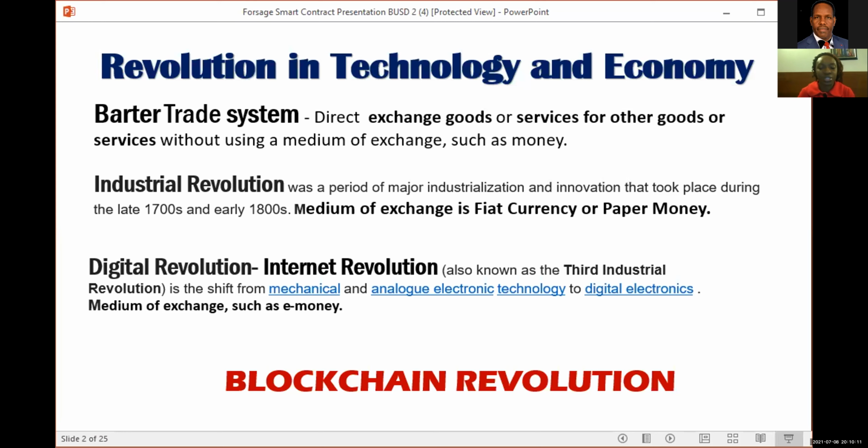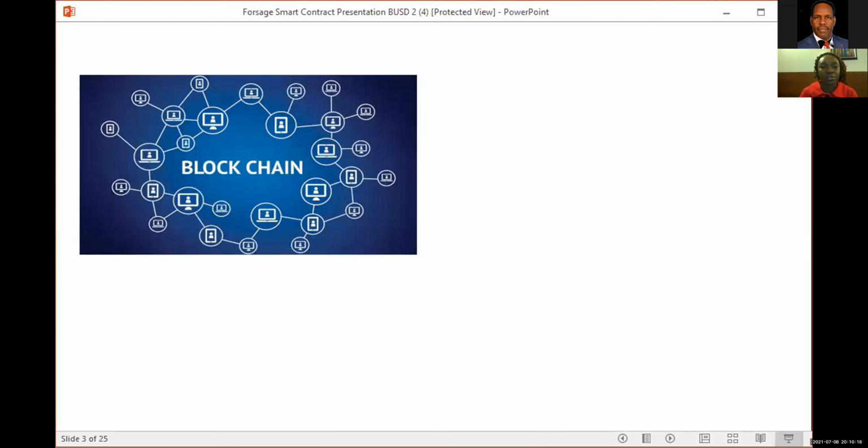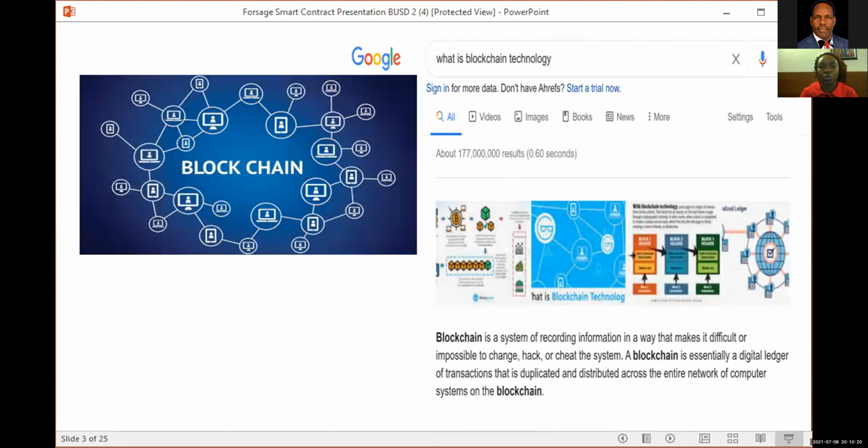But we are so excited now to talk about what is next, the big thing about money, which is the blockchain revolution. So just to give a definition, when you go to Google, what is blockchain? Basically, it's a system whereby you record information in a way that makes it difficult or impossible to change, to hack, or to cheat the system. Who wouldn't want that? So it's essentially a digital ledger of transactions that are duplicated and distributed across the entire network of computer systems on that particular blockchain.